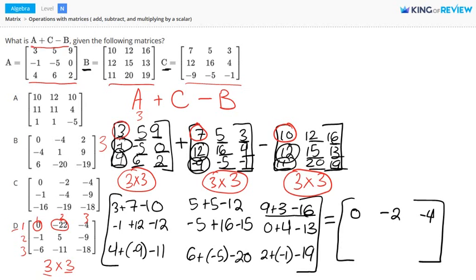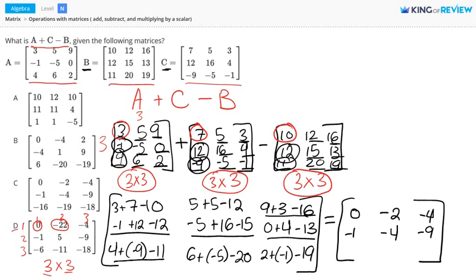Now to row 2. -1 plus 12 minus 12 gives us a -1. Then -5 plus 16 minus 15 equals -4. 0 plus 4 minus 13 is -9. And now on to row 3.